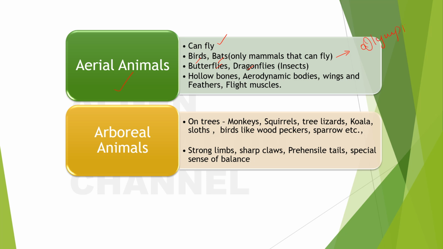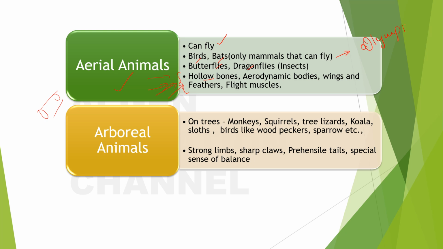Now, what are the adaptations that we can see in aerial animals? Hollow bones. You know what is meant by hollow, right? When something is not filled with some material inside, then it is said to be hollow. So aerial animals will have hollow bones. Why should they have hollow bones? In what way is it useful? See, for something to fly, it should have light weight, right? So hollow bones will give the birds and bats, whatever it may be, that has to fly, a lighter weight.